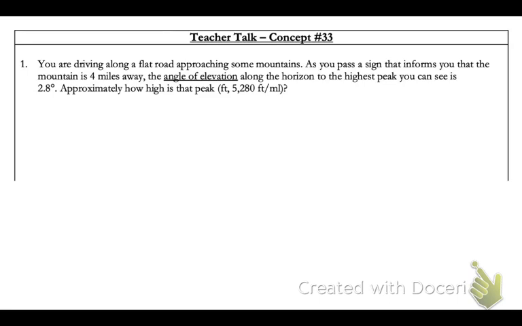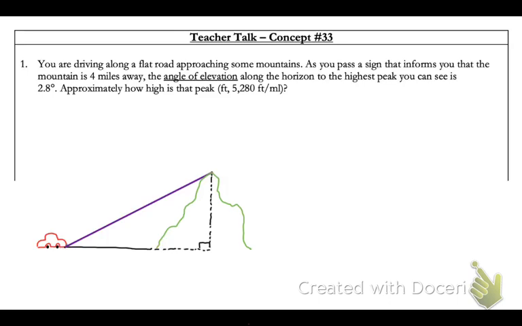Okay, so based off the information that they gave us, we were driving our car towards a mountain. So I have my mountain, I have my car, I have my right triangle in there, and we're going to label it with the information they gave us. They told us we were 4 miles, which is the same as 21,120 feet. We're looking for the height of the mountain, so that's our x value, and they gave us the angle of elevation, which is the 2.8.